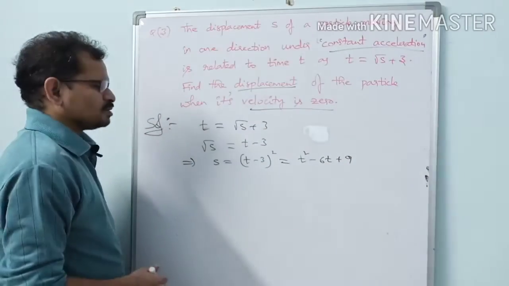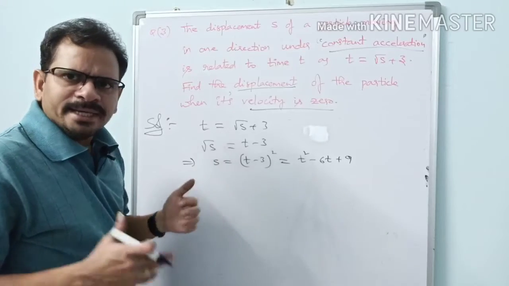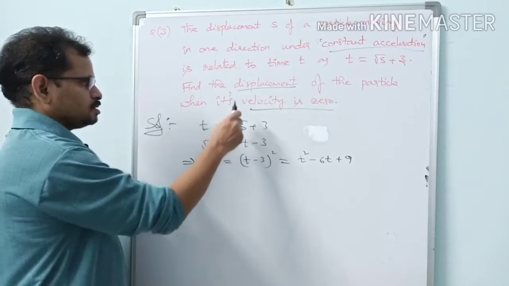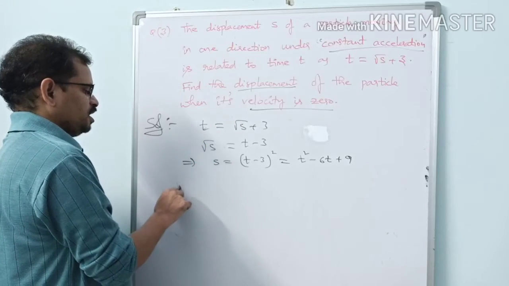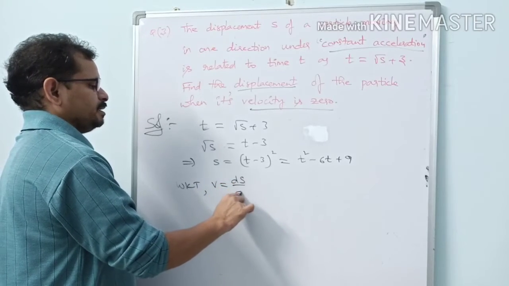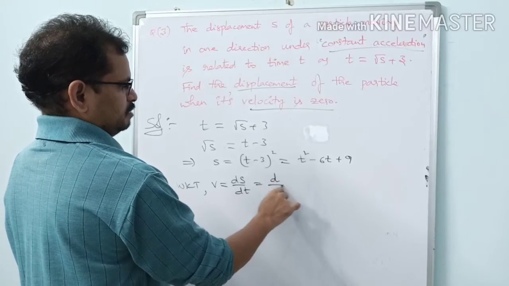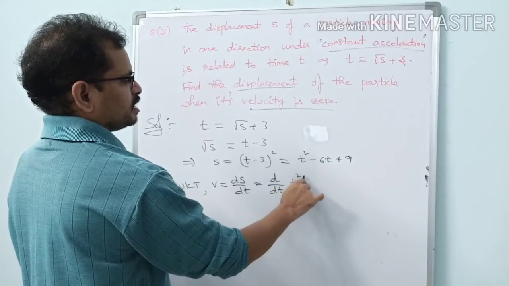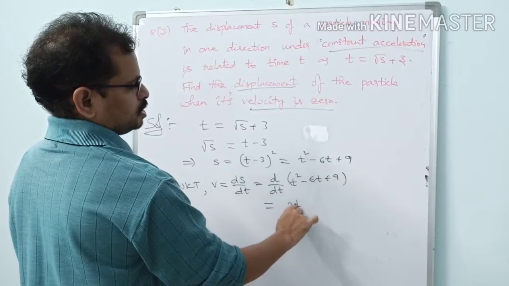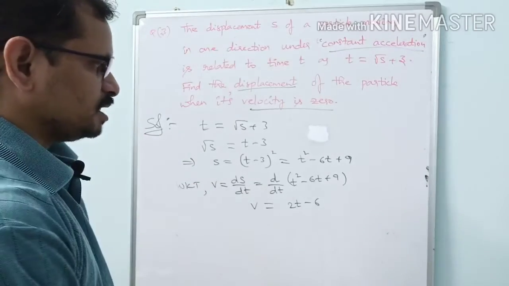Let us find it. To find when velocity is 0, we have to make the velocity expression. How can we make the velocity expression? We know that v equal to ds by dt. So this is equal to the derivative of this, that is d by dt of t square minus 6t plus 9. So this is equal to 2t minus 6. So this is velocity as a function of time.